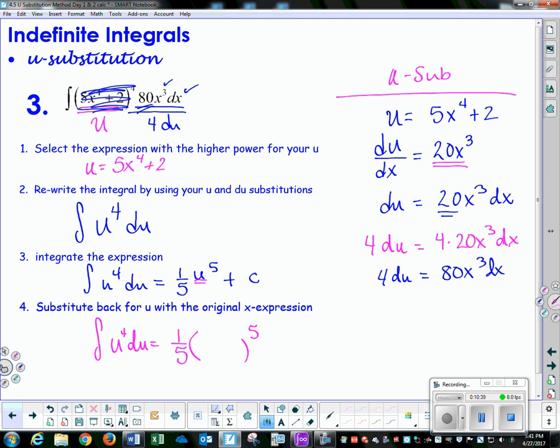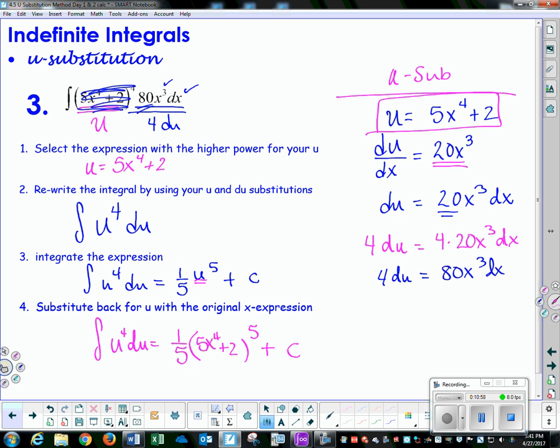Instead of u, I go over to my chart. This is what's nice about creating a little u sub box, is I can access it and see exactly what my u was equal to. 5x to the 4th plus 2, and then plus c. And there's your problem. You can check your work on these.